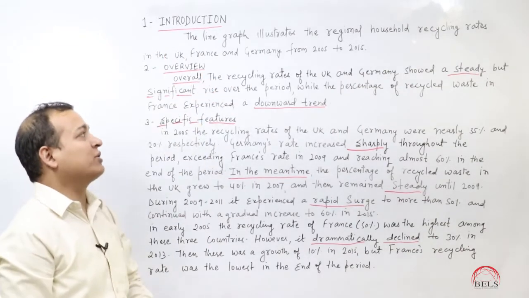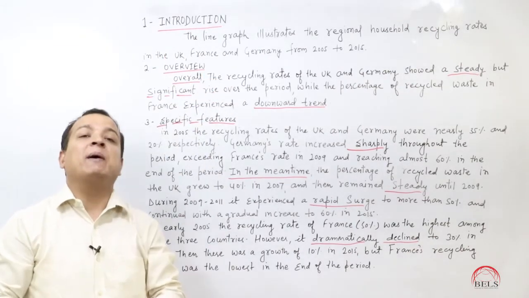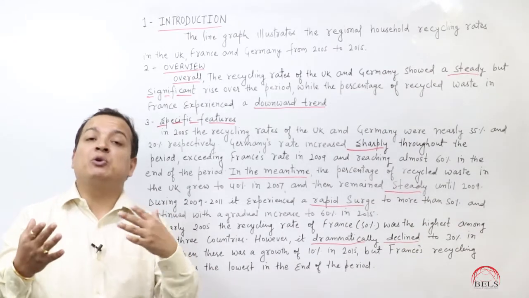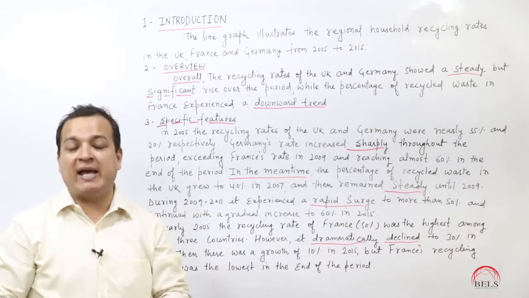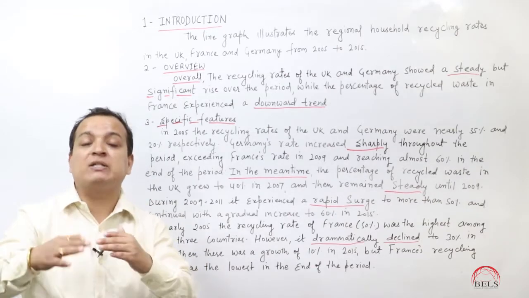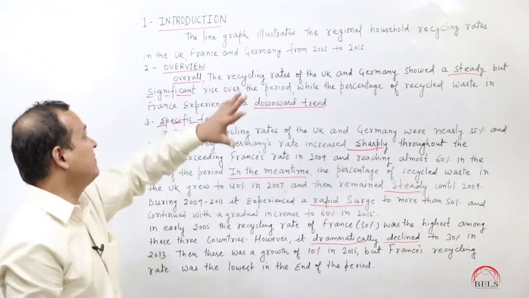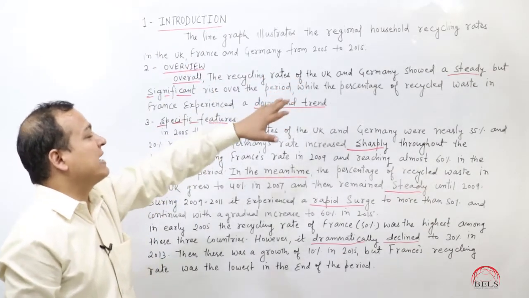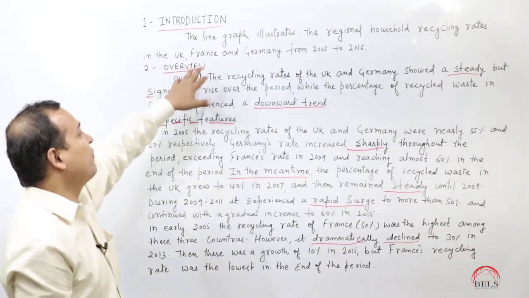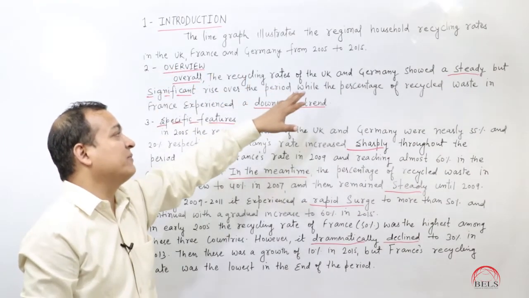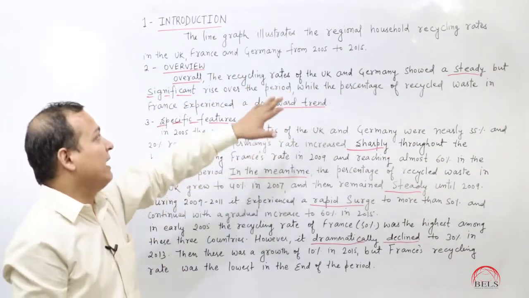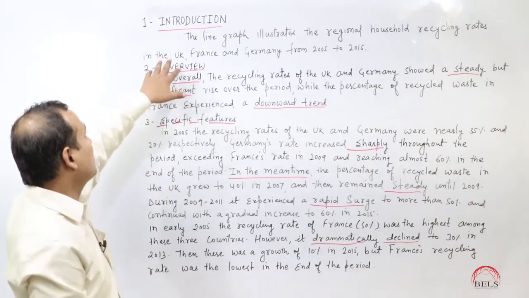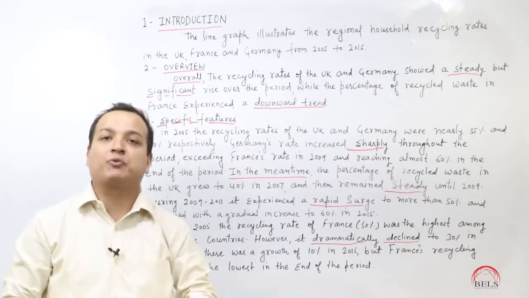Make sure in the introduction part you have to paraphrase the question. It means you can simply convert it into synonyms, and do not copy the question, but you can change it a little bit, like I have done here. The line graph illustrates the regional household recycling rates in the UK, France and Germany from 2005 to 2015. Make sure you indicate the years, that's very important, and also the names of the countries.